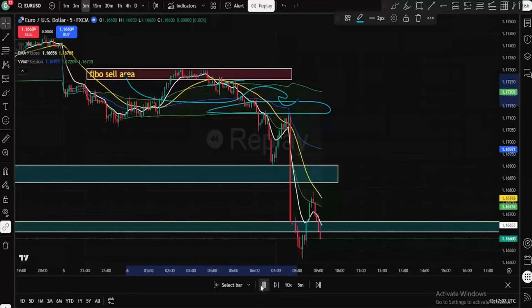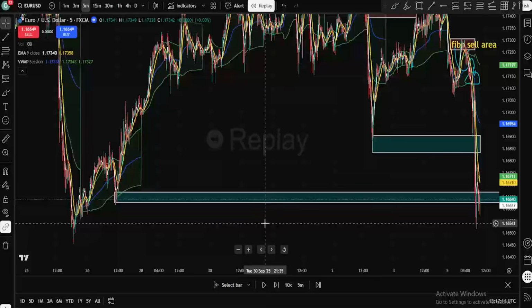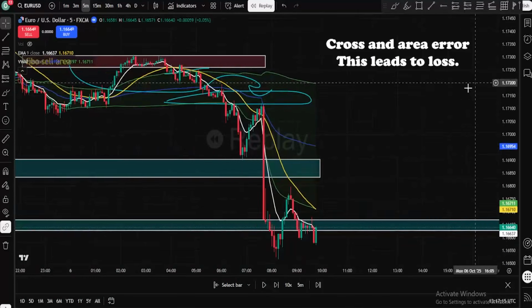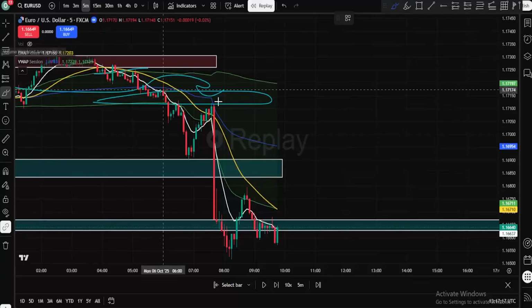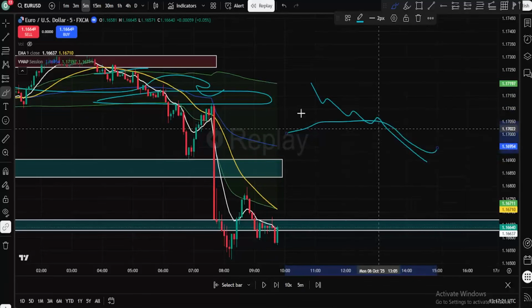Pro tip: never trade when the market is ranging or flat. VWAP is flat and EMAs are crossed. The market is like the sea. If there are no waves, don't take your boat out. Wait for the energy to build up, then go in.